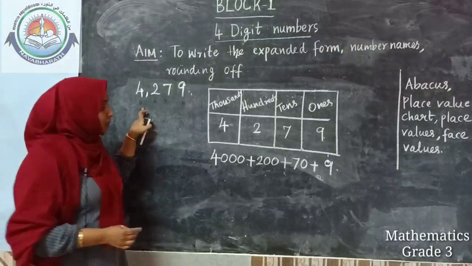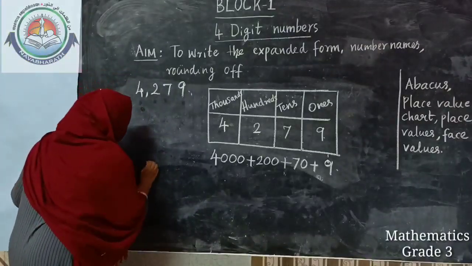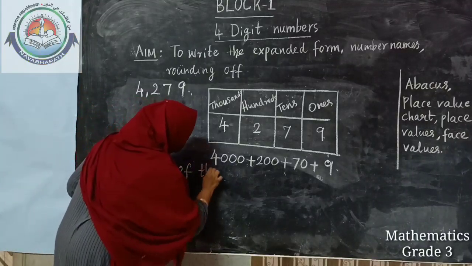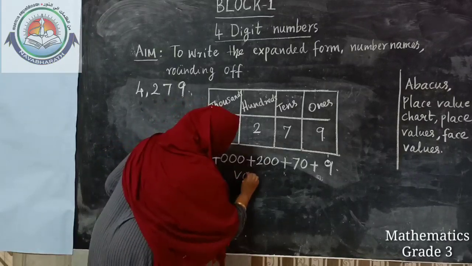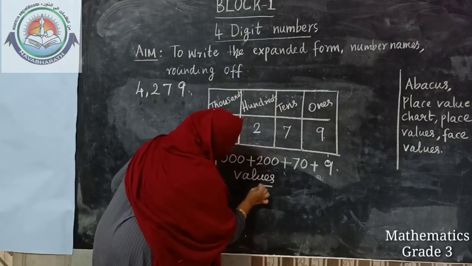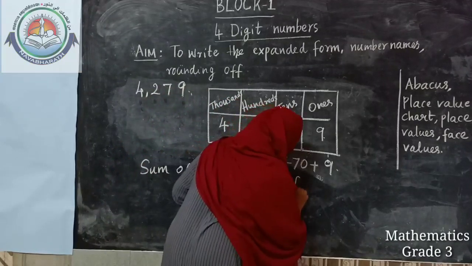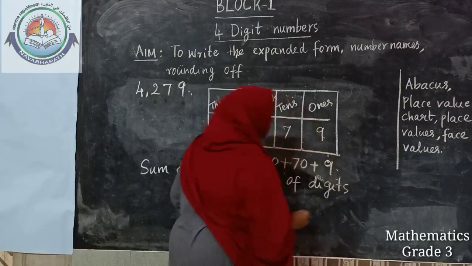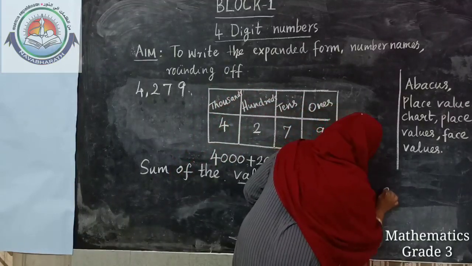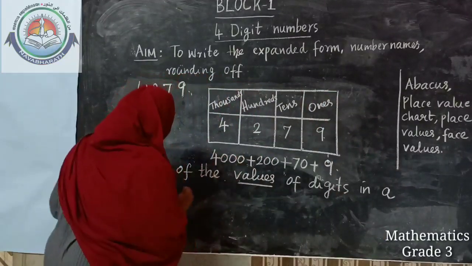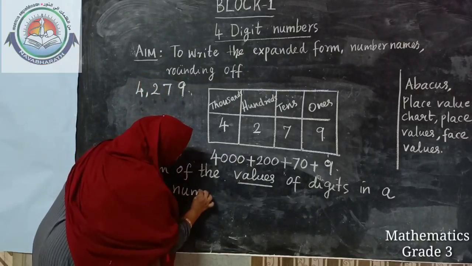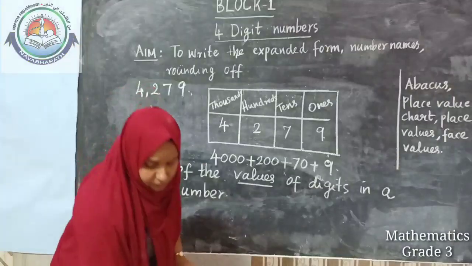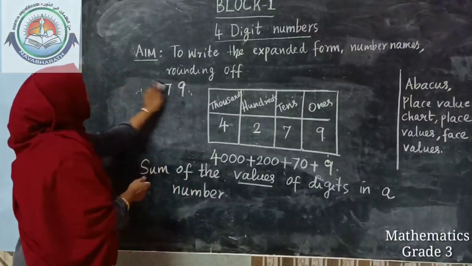Okay? Expanded form means the sum of the values of the digits in a number. It is the expanded form. Okay? Let's see another example.